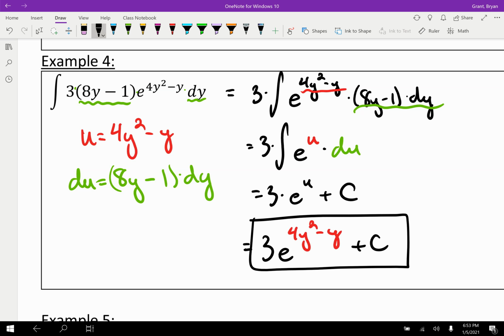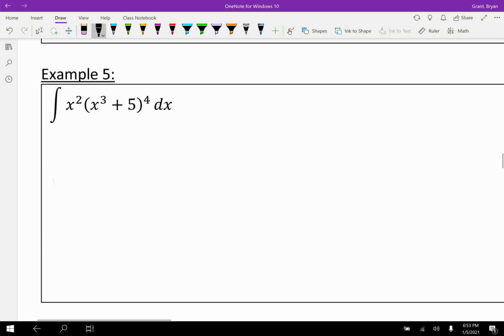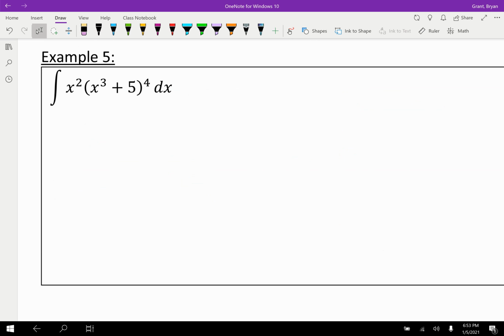All right, hopefully you guys are getting the idea of this and seeing that this differential process is really not hard, just a derivative and throw a d something at the end. So let's go ahead, pause me, try example 5, and then we'll unpause and discuss.